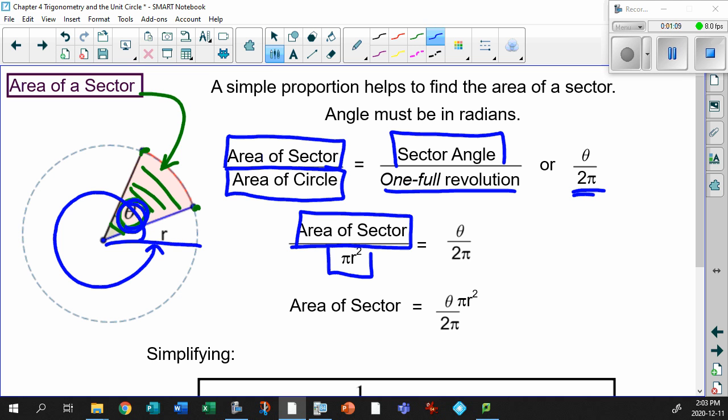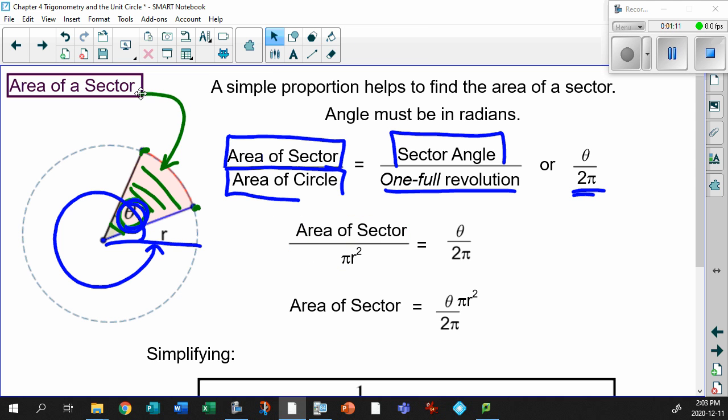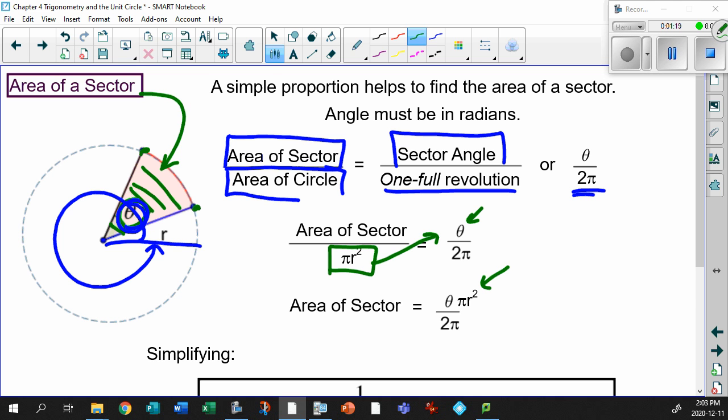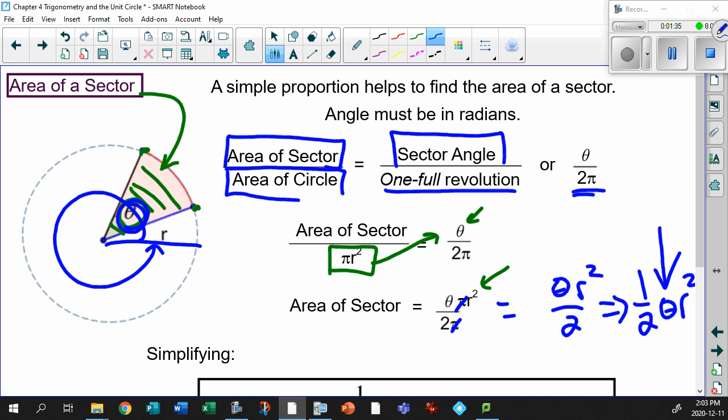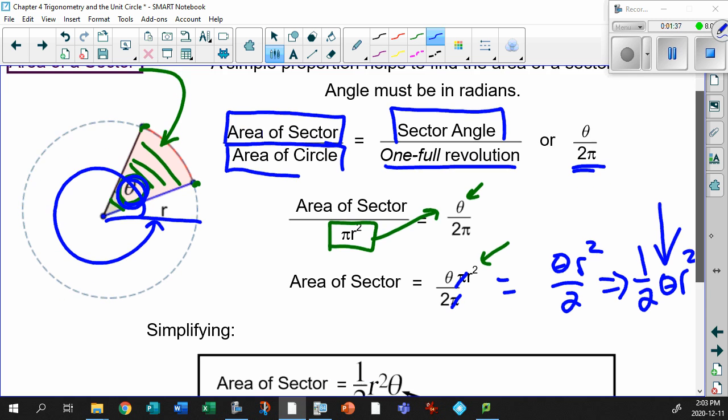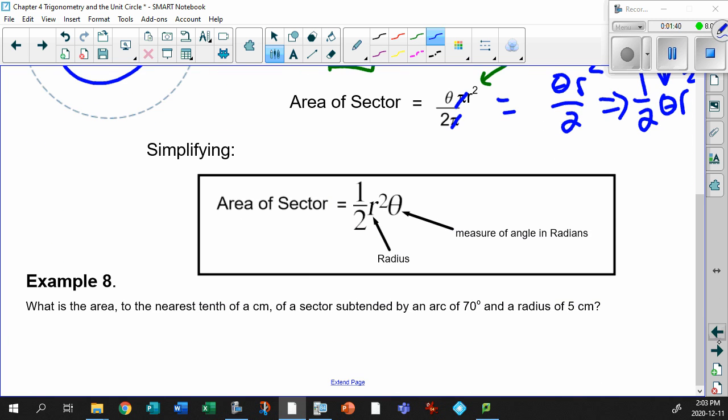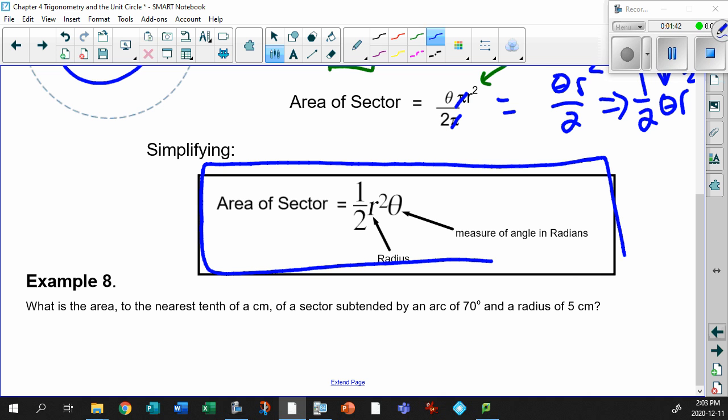Watch what happens. We can do a little cross multiplication magic, and look what we got. We've got theta times pi r squared right there. Oh my, let's get rid of a few things like the pi's. And look what we have. We have theta r squared over 2, or better yet, 1/2 theta r squared. And that theta, of course, has to be in, you got it, radians. There's the radians formula for area of a portion of a circle.